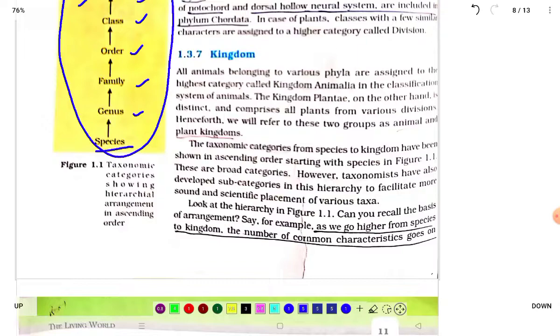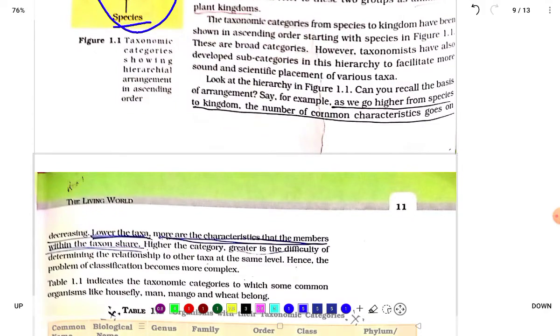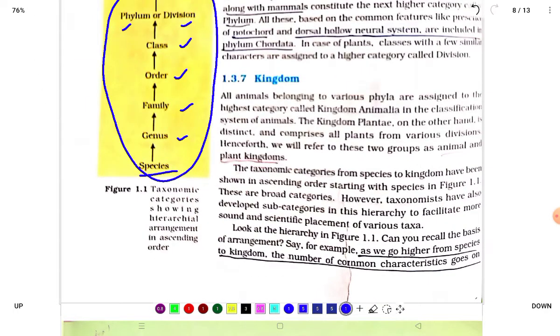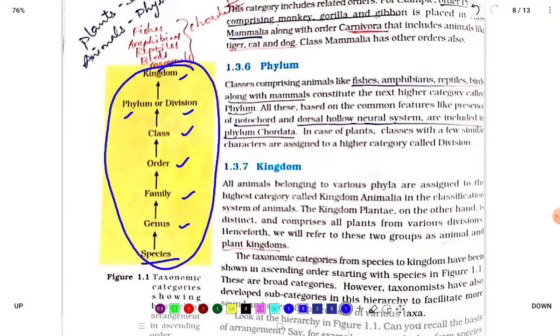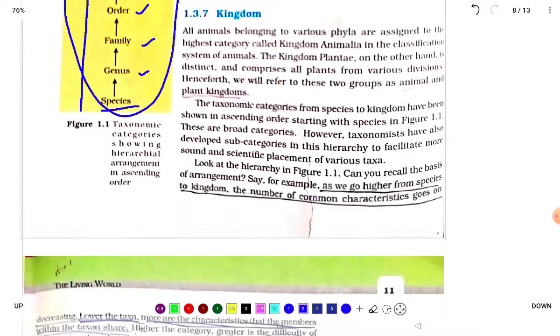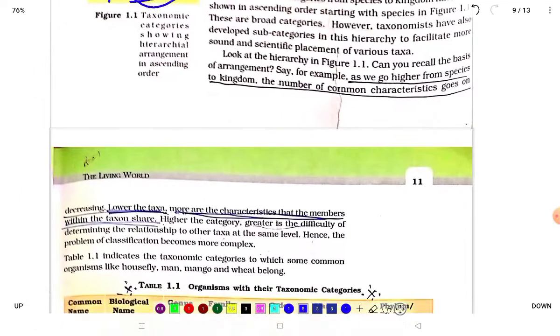As we go higher from species to kingdom, the number of common characters goes on decreasing. This everyone knows. Genus comprises similar species, and the same way family comprises similar genera, and in the same way everything comprises each other. So as we move from species to kingdom, the common characters decrease. This you have to note. This is a very important thing. They can ask in 1 mark.